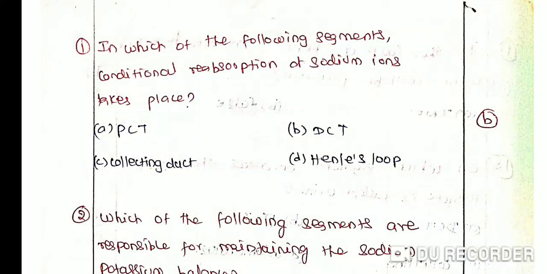In which of the following segments does conditional reabsorption of sodium ion take place? Option A PCT, option B DCT, option C collecting duct, option D loop of Henle. The correct answer is option B DCT. Explanation: conditional reabsorption of sodium ions and water takes place in the distal convoluted tubule. This segment is also capable of the reabsorption of bicarbonate ions.